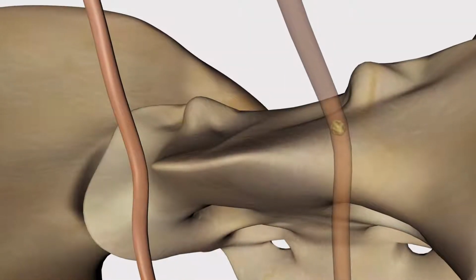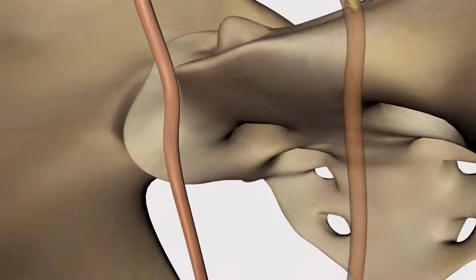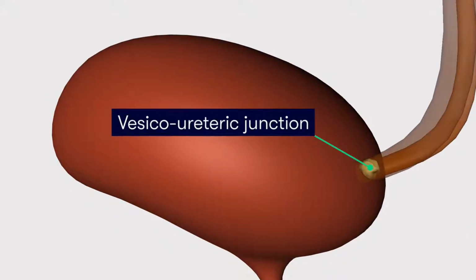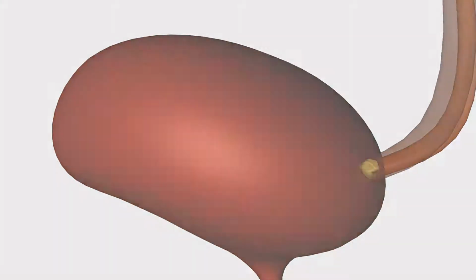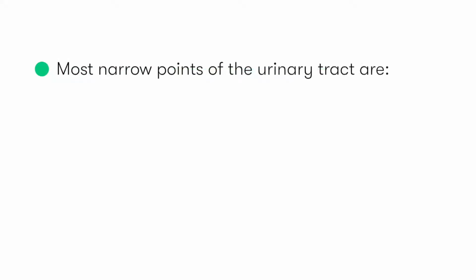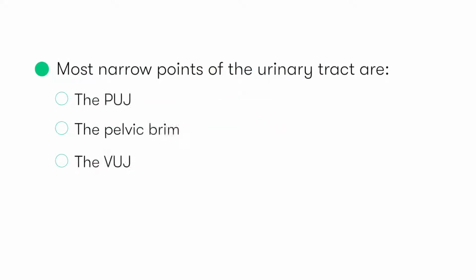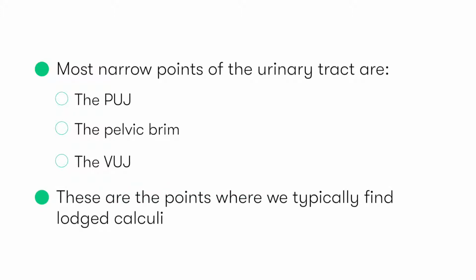And the final common location for urinary tract stones to develop is at the point where the ureter enters the bladder, and we refer to this as the vesico-ureteric junction, or VUJ. As these three locations are the most narrowed points of the urinary tract, it means that if stones do develop and are of large enough size to become lodged, then it's typically at these 3 points that they're going to do so.